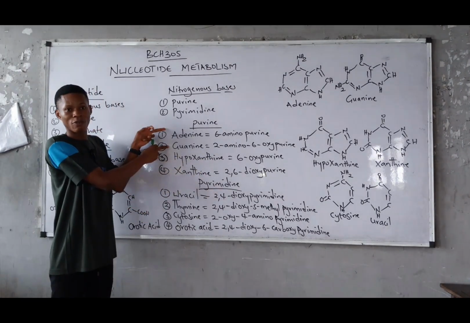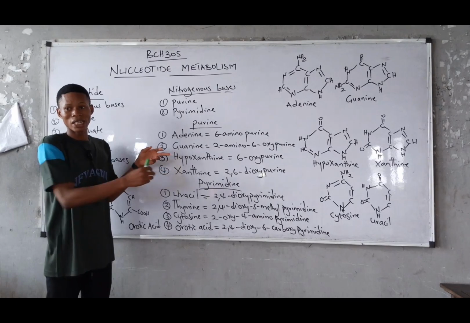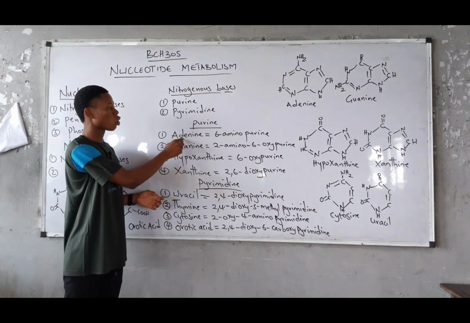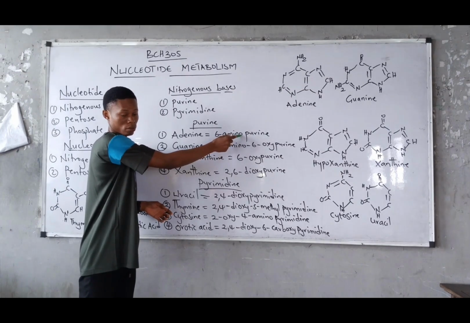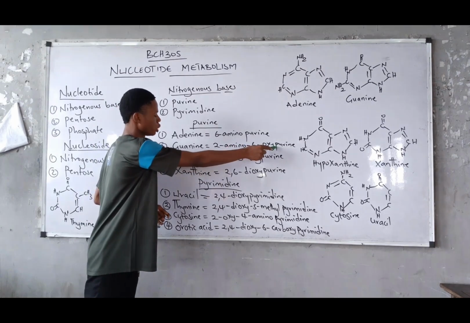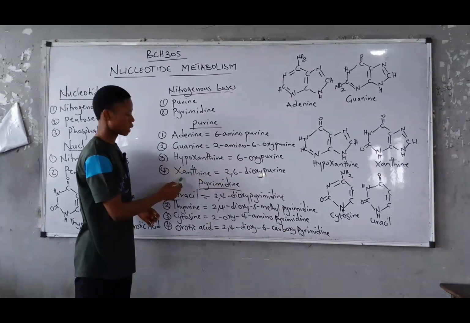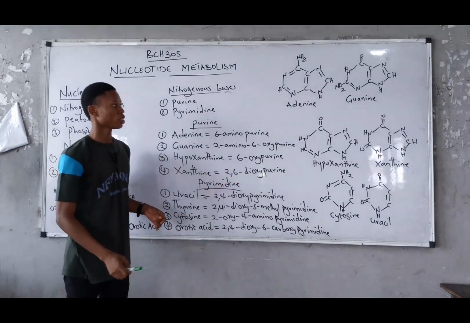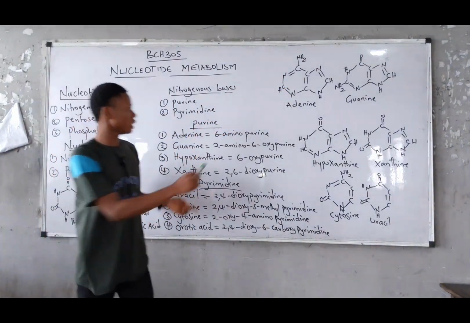Though these are the two main found in our nucleic acid, we have two other ones which are intermediates in the biosynthesis pathway. So adenine, if you don't call it adenine, you call it 6-aminopurine. We'll see why. Now guanine, 2-amino 6-oxypurine. Hypoxanthine, 6-oxypurine, and xanthine is 2,6-dioxypurine. Good.